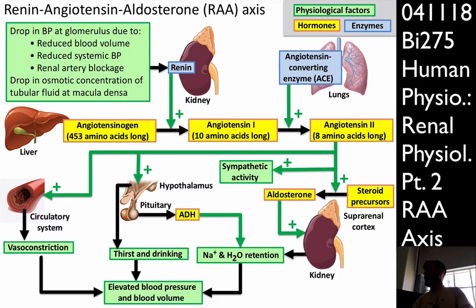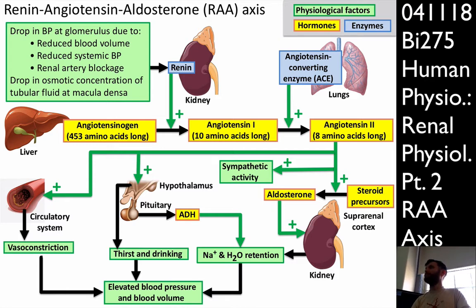Then there is the effect of angiotensin II on various neural structures. The first is on the hypothalamus, and this causes an increase in your sense of thirst and stimulates you to begin drinking. You're thirsty.